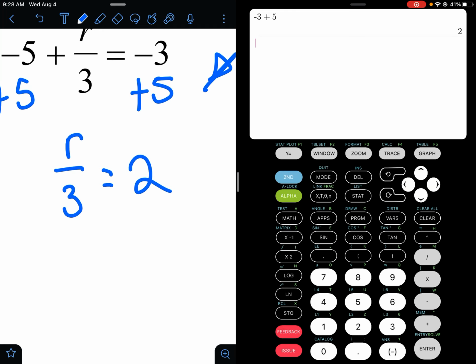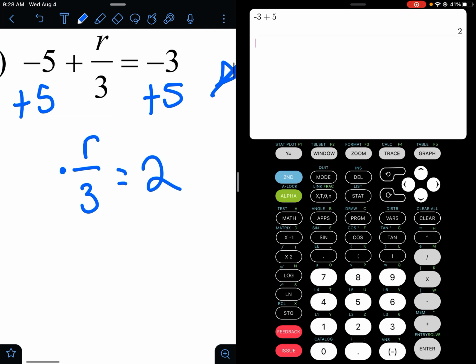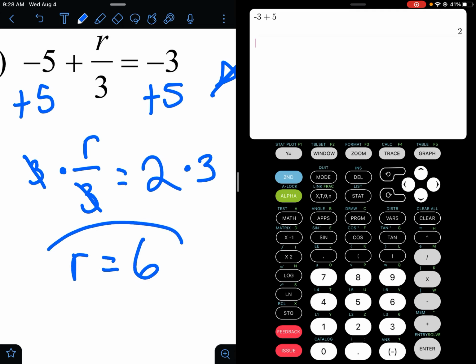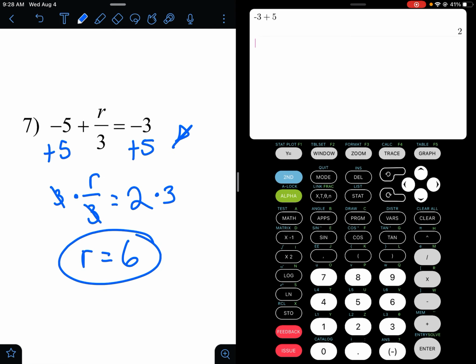So in order to do the inverse of divided by 3, we're going to go ahead and multiply both sides by 3. So then these 3's cancel out, and we get r equals 6. And that is our answer there. So again, the inverse of divided by 3 is multiplied by 3.